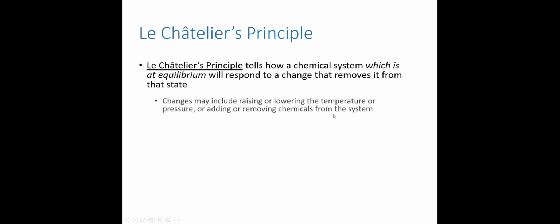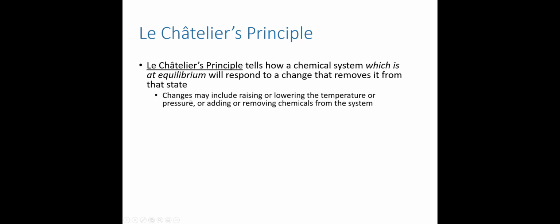Le Châtelier's principle gives us an idea as to what will happen when we have a system at equilibrium that we disturb. So let's say we have our reaction and it's at equilibrium, and then we cause some kind of a change. So, for example, we might raise or lower the temperature, we might raise or lower the pressure, or what we're going to look at, we might add or remove chemicals from a system which is at equilibrium.